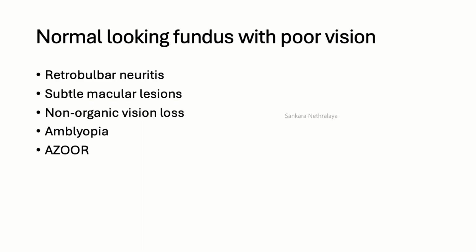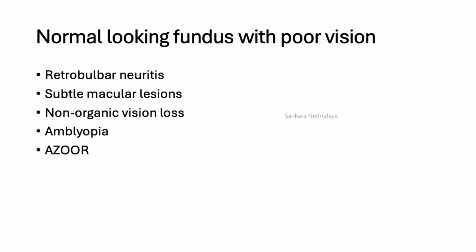So then if you have a doubt and the history also suggests a possible neurological problem, you must of course check the RAPD. But if you are going to ask the opinion of a senior person, at that stage you must call them, not after dilating the pupil. Then you have to wait until the evening to check the pupils. Then subtle macular lesions, I'll come to a little later.